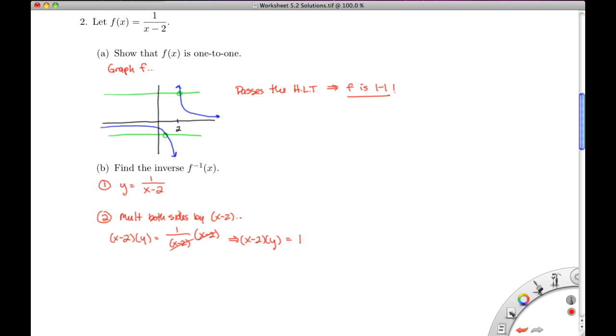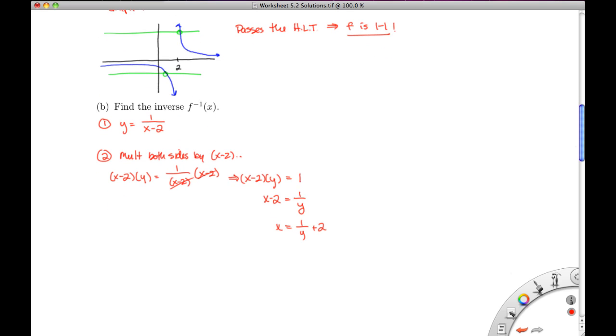So I'm going to go ahead and divide both sides by y. And if I do that, that's going to give me x minus 2 is equal to 1 over y. And then I'm just going to go ahead and add 2 to both sides. So that's going to give me x is equal to 1 over y plus 2.